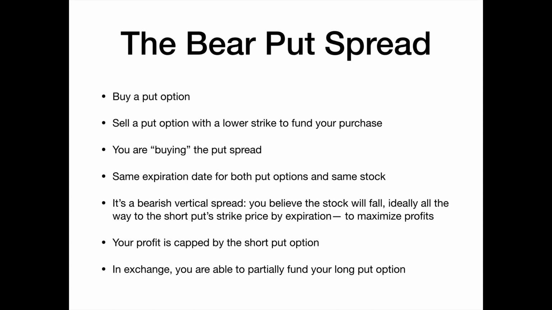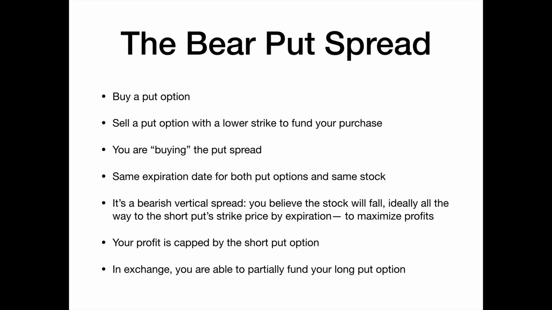This is called buying the put spread, a bearish put spread. It has the same expiration date for both of these put options that you're long and short, and the same underlying security, in this case, Tesla. This is another vertical spread, because the two strike prices are stacked. It's a bearish vertical spread. You believe the stock will fall, but you don't think it's going to fall as much as you would if you were just long a put option.